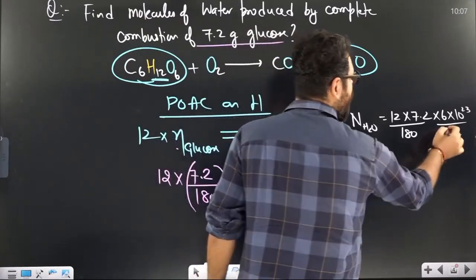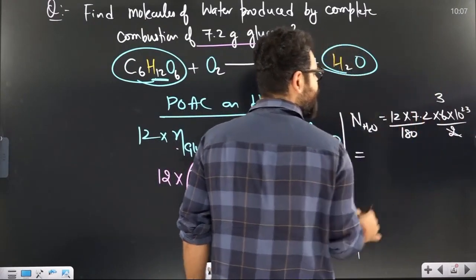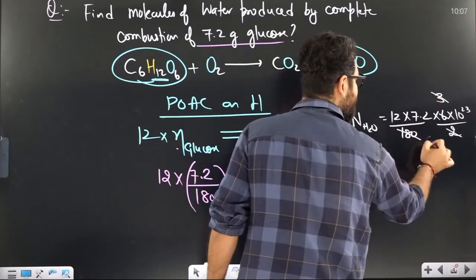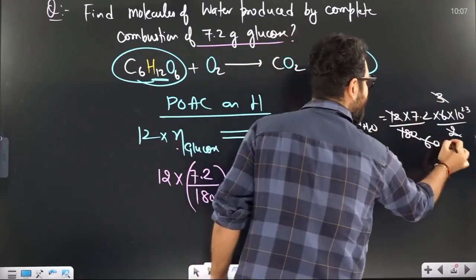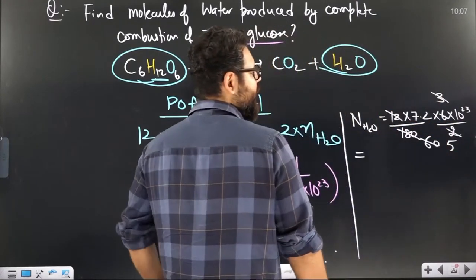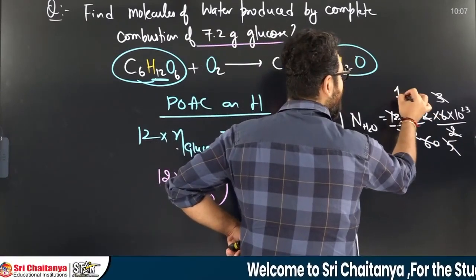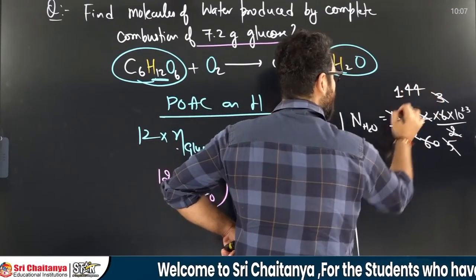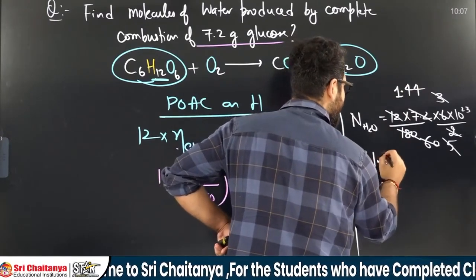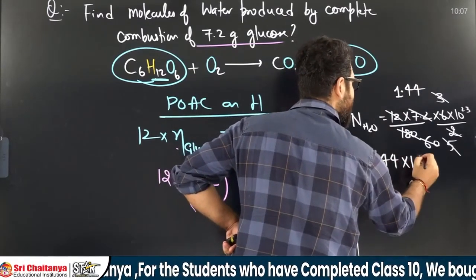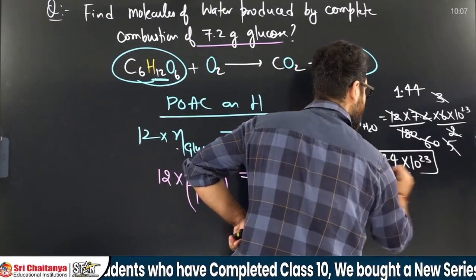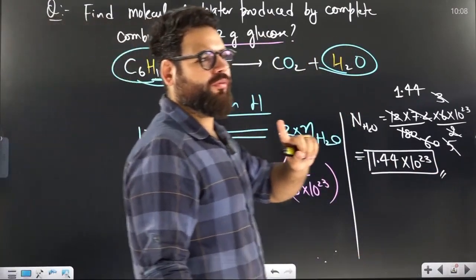So we get on the table of 2 3s are 360 times 12 5 times. So we get 7.2 by 5, which is nothing but 1.44. So we get 1.44 into 10 to the power 23 molecules of H2O. All right, one more will do.